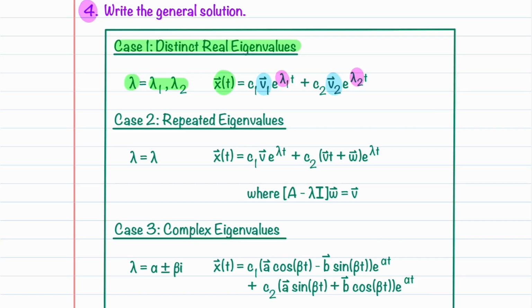The second case you can encounter is when lambda is a repeated eigenvalue. I just put down here that this is the case where lambda 1 is equal to lambda 2. Here's what our solution looks like. We have one eigenvector v that appears in both of these terms. We have our eigenvalue up here in the exponent. And then we have a new vector that we're going to call vector w, and it is called a generalized eigenvector, and you find it by solving this equation.